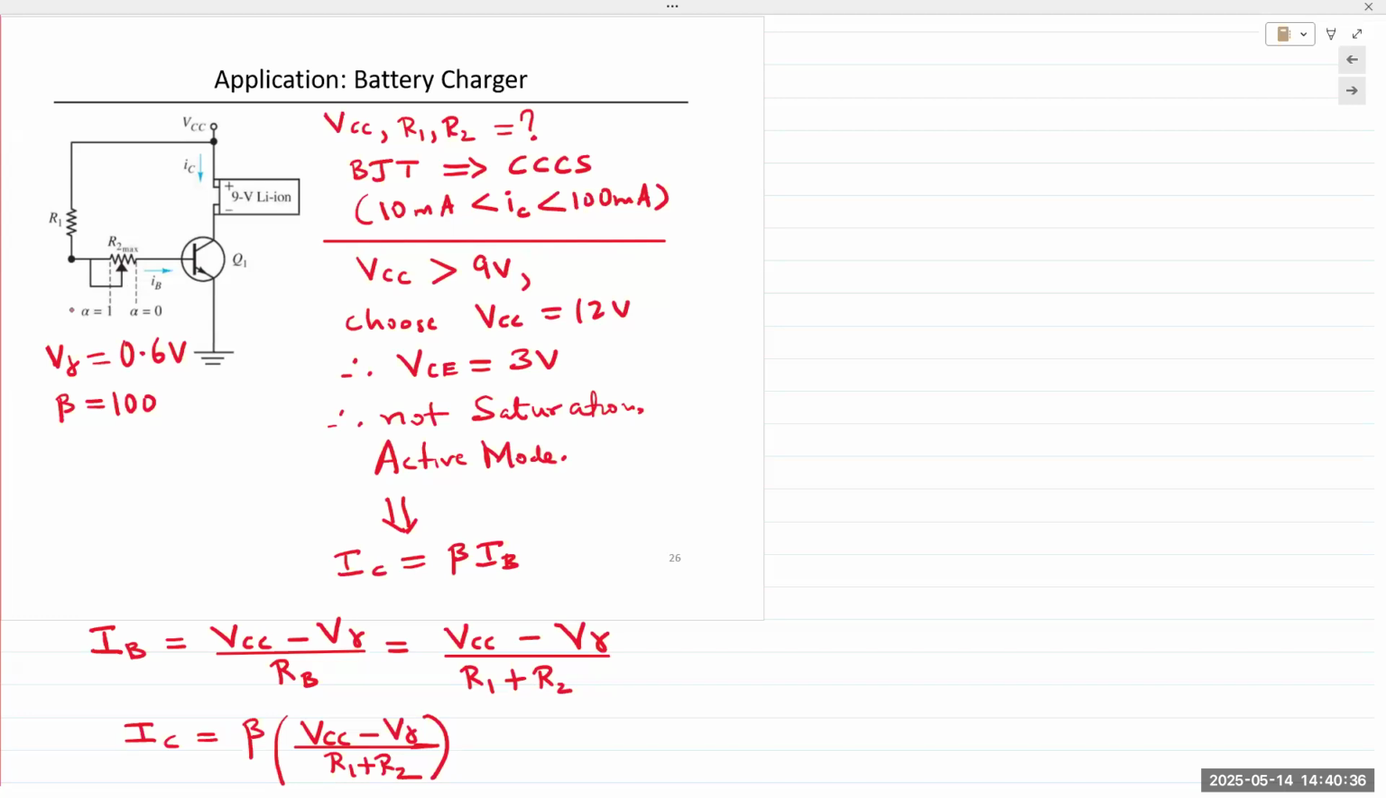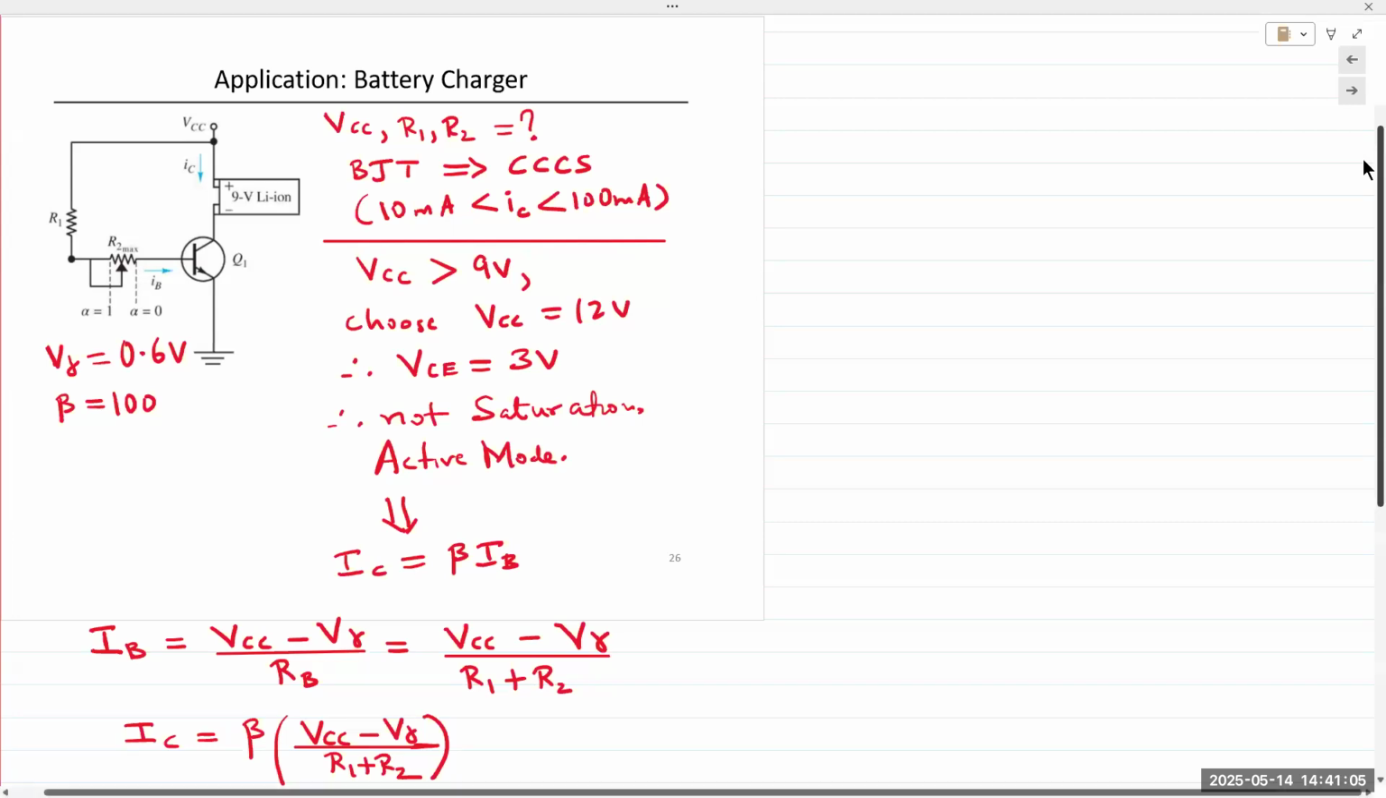So even if we choose 12 volts, then your VCE is 3 volts. If VCE is 3 volts, that means the transistor is not in saturation. It is operating in the active region. Cutoff is not a possibility. If it's cut off, then there's nothing going on. The circuit is completely dead, right? So it's not saturation, it's not cut off. The only thing left is active mode. The transistor is operating in the active region.